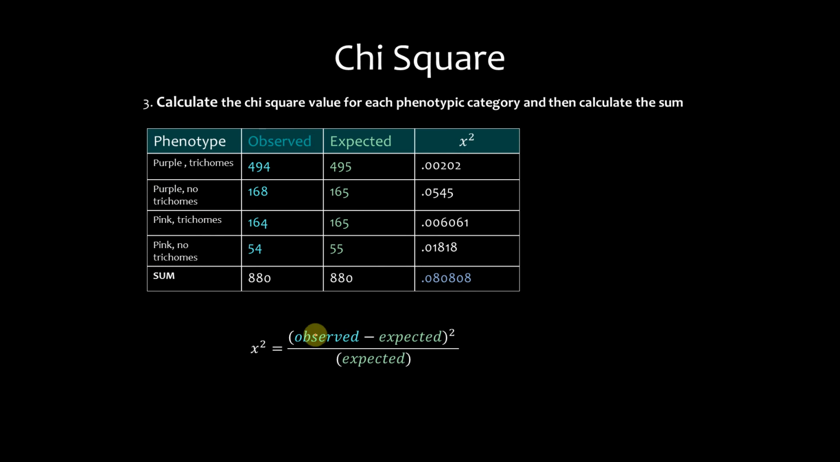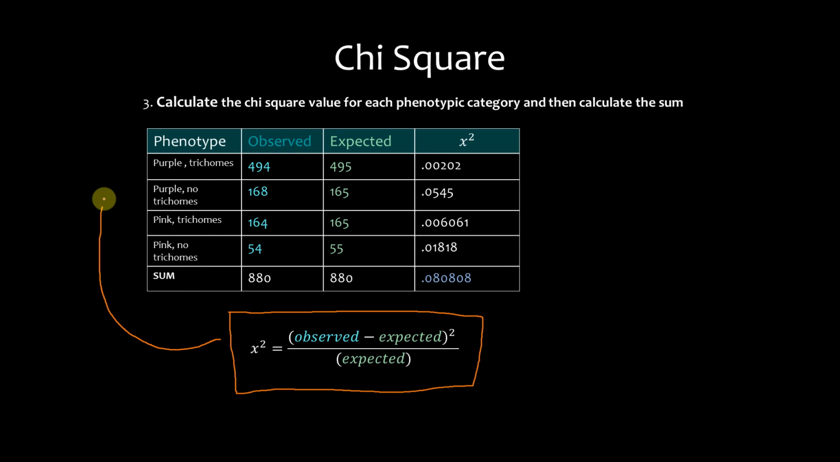So the next step is to calculate the chi-square value for each phenotypic category and then calculate the sum. Well, that sounds all good and dandy and really academic. What does that mean? Each chi-square value for each of these phenotypes is calculated utilizing this equation. Now, the total chi-square equals the sum of the individual chi-squares, okay? So we're going to do this one by one.